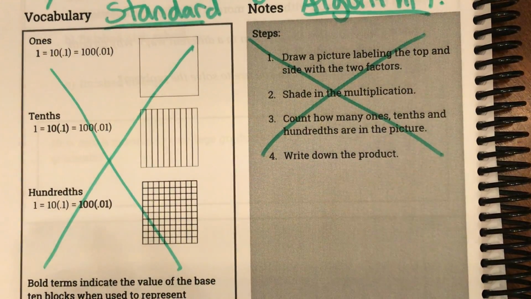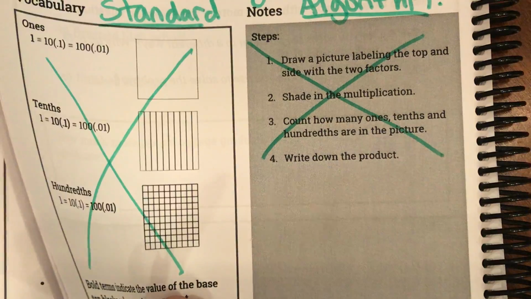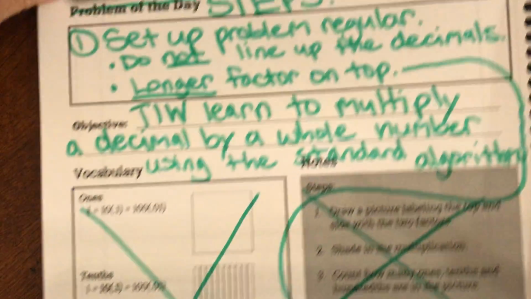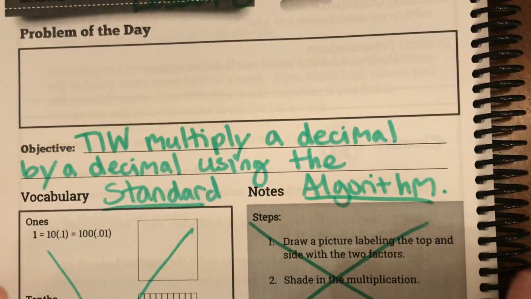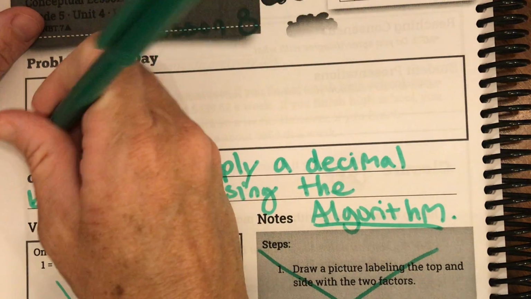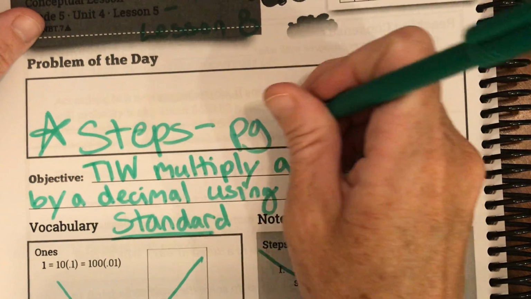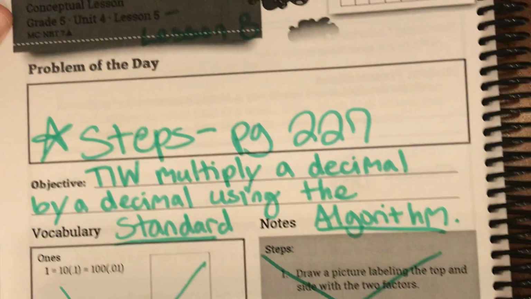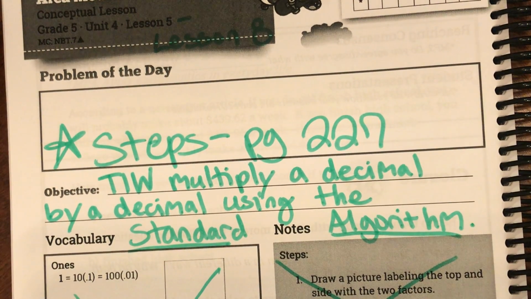Now here's the great news: those notes that we took back on page 227, all those steps, we're using the same steps. There's no new steps. So I'm going to put up here a little note, steps, page 227. We don't need to write those 4 steps again. They're on page 227 if you don't know them. That'll save you a lot of time and me a lot of time.